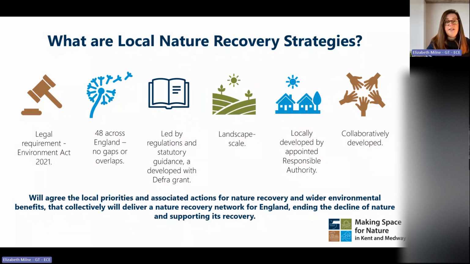They are designed at the landscape scale, and locally they're developed by an appointed responsible authority, which in this case was Kent County Council, working for both the administrative boundaries of Kent and Medway. And although they are developed by Kent County Council or by responsible authorities, they are not our strategy. They are a strategy that's prepared on behalf of DEFRA to provide that local context that's needed for the nature recovery network that DEFRA have committed to deliver.